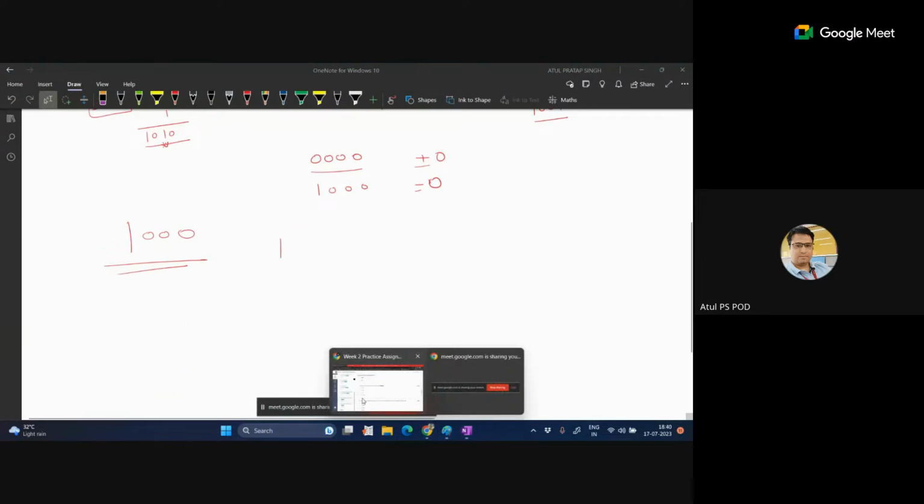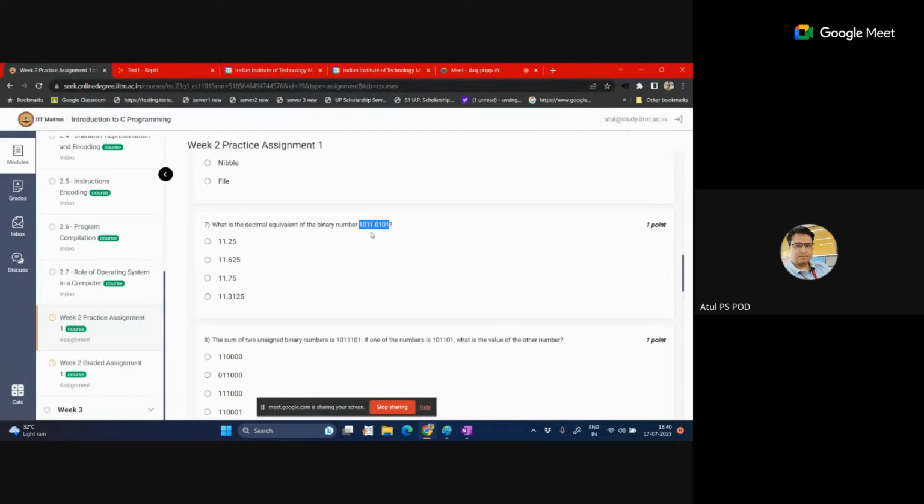How are you calculating the first part? You are calculating 1 into 2 to the power 0, plus 1 into 2 to the power 1, similarly 0 into 2 to the power 2, plus 1 into 2 to the power 3. So this is the first part. In the same way we calculate 0 into 2 to the power minus 1, and 1 into 2 to the power minus 2, then 0 into 2 to the power minus 3, like this. I am getting 11.625. The answer is 11.3125.